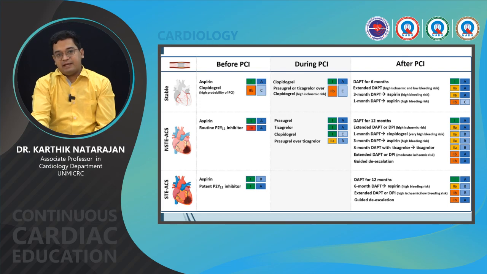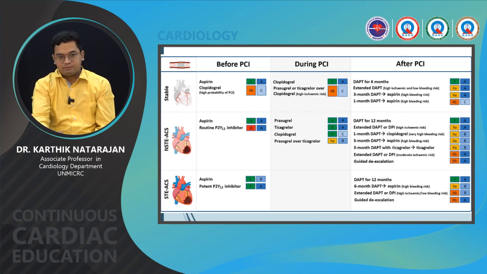We'll discuss in the coming slides the definition of high ischemic or high thrombotic risk. After PCI, in a stable patient, you need to give DAPT for 6 months, but this is quite variable. You may bring down the DAPT duration to 1 or 3 months depending upon the patient's bleeding risk. If the patient is a high bleeding risk patient, you need to cut down the duration of the DAPT, and you may also use an extended DAPT in patients who are low bleeding risk and high ischemic risk.